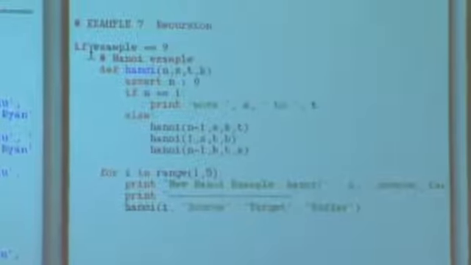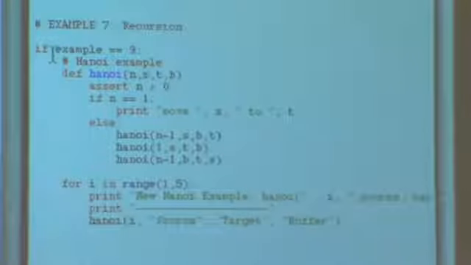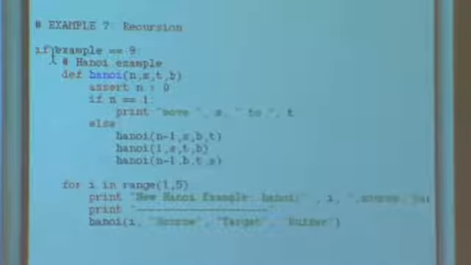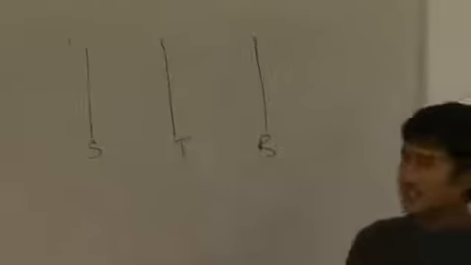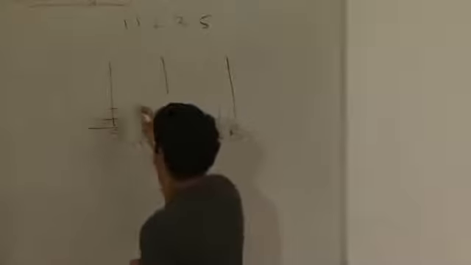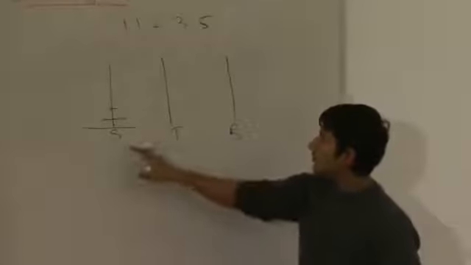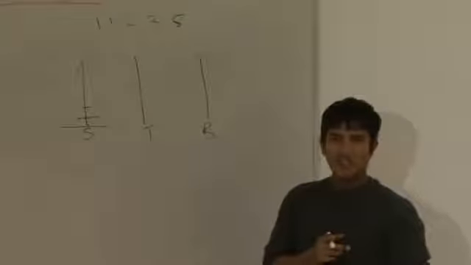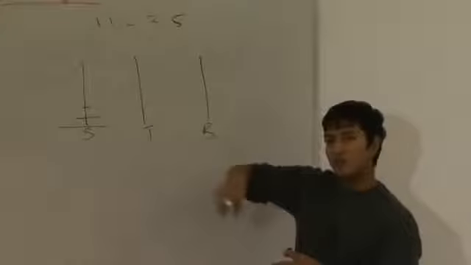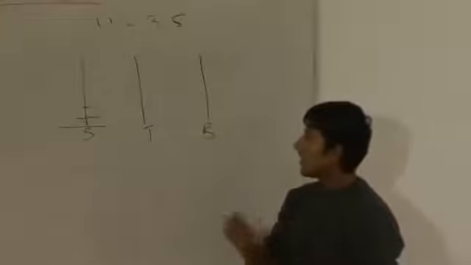The final example is the Hanoi example. Okay, this is very interesting. So here we have 3 towers: source, target, and buffer. Suppose you have 3 disks. You want to move them from source to target. And you can never have a bigger disk on top of a smaller disk. Then how would you move?